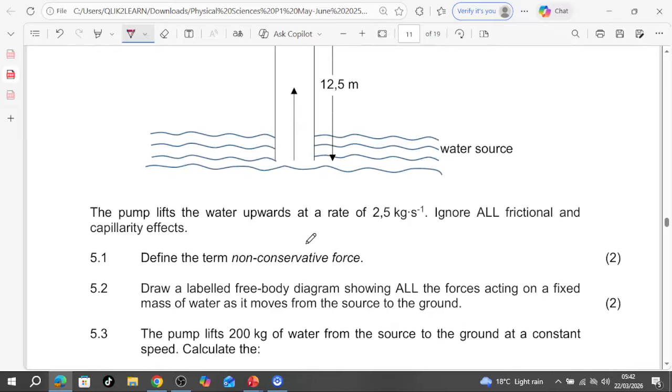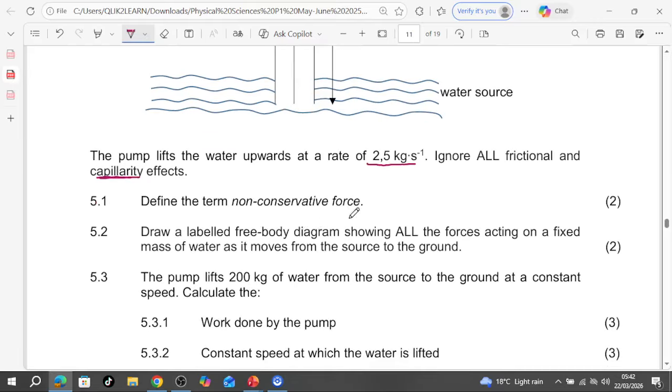So the pump lifts the water upward at a rate of 2.5 kg per second. Ignore all the frictional forces. Define the term non-conservative force. What is a conservative force and a non-conservative force?